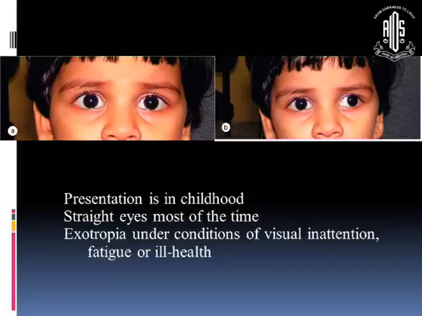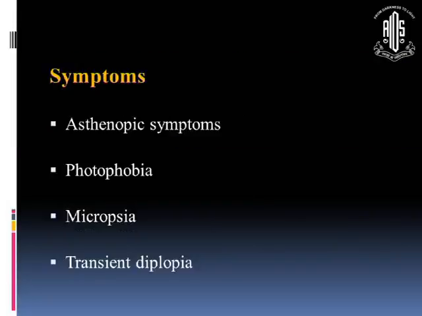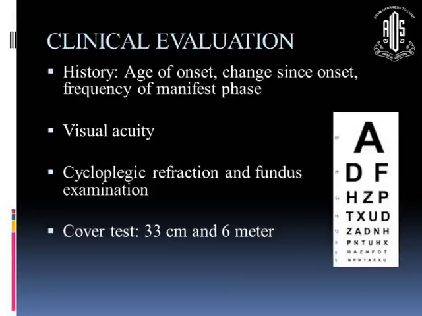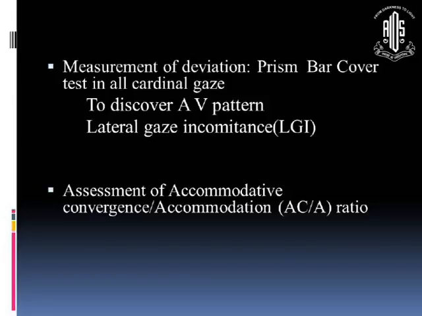Exotropia appears under common conditions of visual inattention and fatigue or ill health, and asthenopia is the commonest symptom, along with photophobia. They also occlude one eye, the child tends to close one eye, and there can be micropsia and transient diplopia. Clinical evaluation: history, visual acuity, cycloplegic refraction, and cover test for both distance and near. The cover test has to be done for infinity also to get the true divergence excess in order to plan for surgery. Measurement by PBCT, and then AC/A ratio.